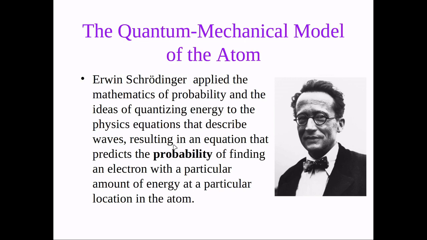And this equation allows us to get reasonable predictions by using probability. So we can now talk about the probability of finding an electron with a particular amount of energy at any particular location in the atom. So rather than knowing things with certainty, we can now have this probabilistic model, which has really allowed us to do a lot in this field, and is leading to new breakthroughs like quantum computing and stuff.